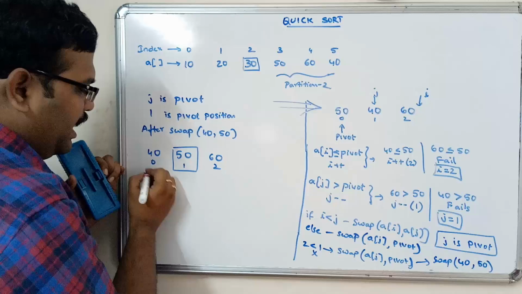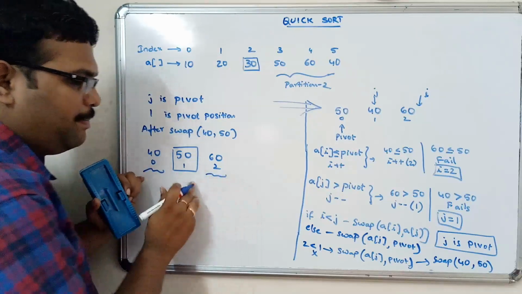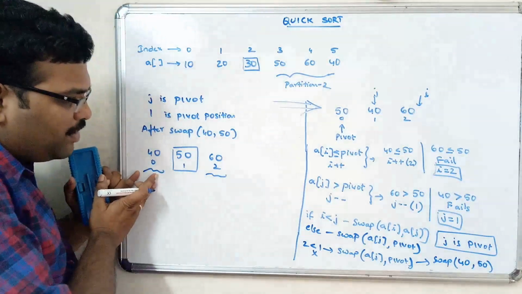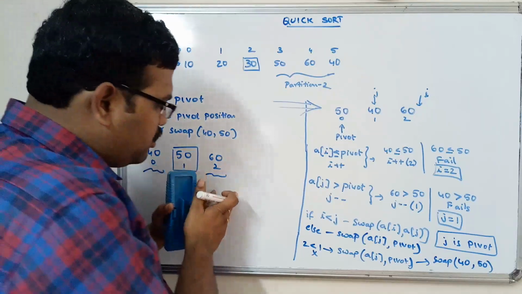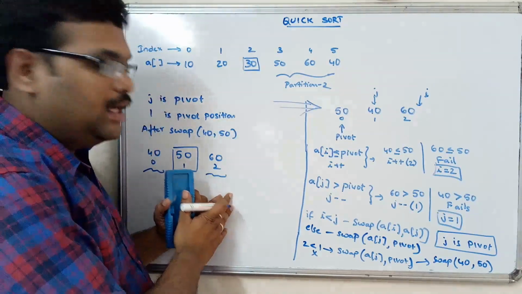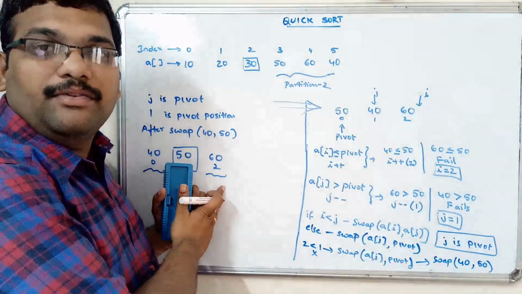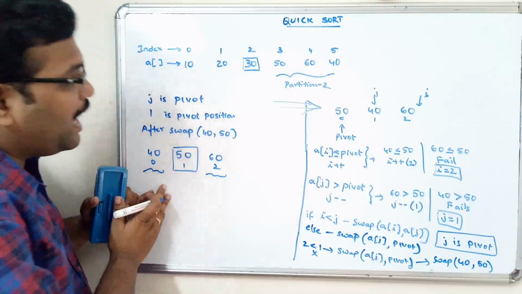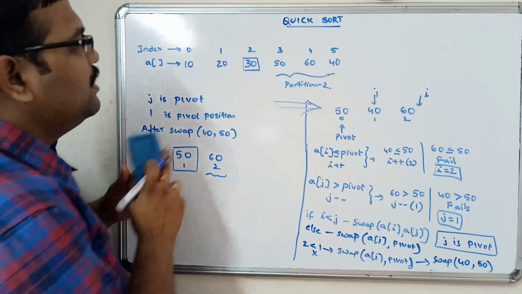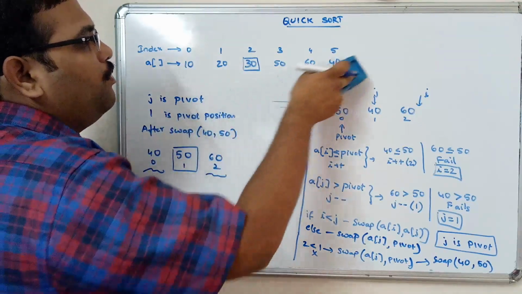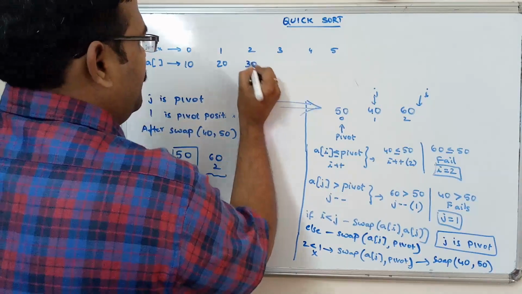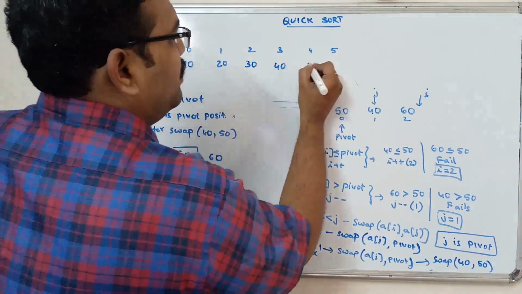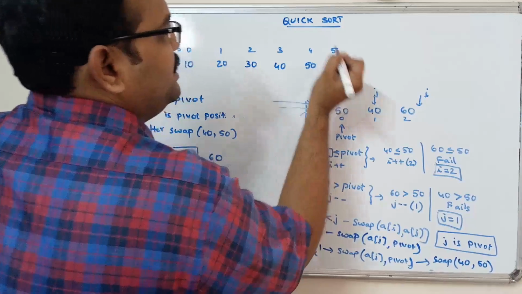So here this is one partition, this is another partition. Here the partition has only one value, so we need not apply the sorting technique, and here also the partition has only one value, so we need not apply the sorting technique. So finally, after completion of all these things, we simply have 40, 50 and 60.